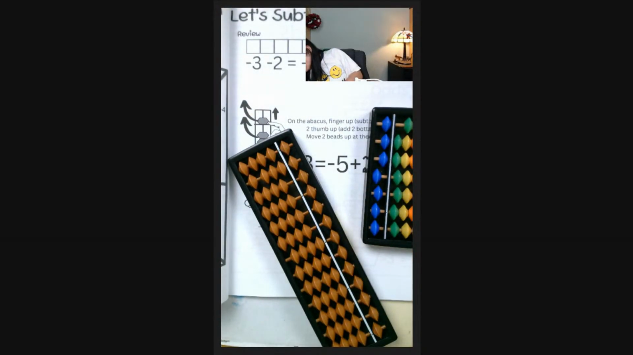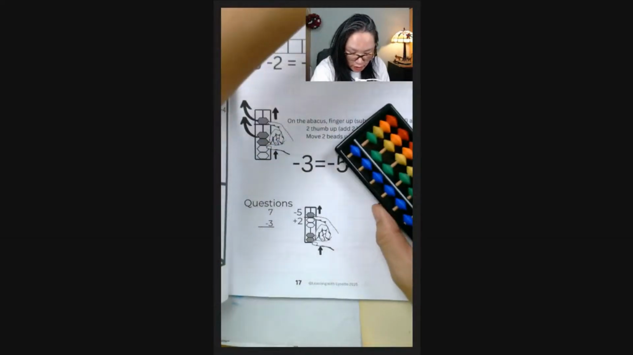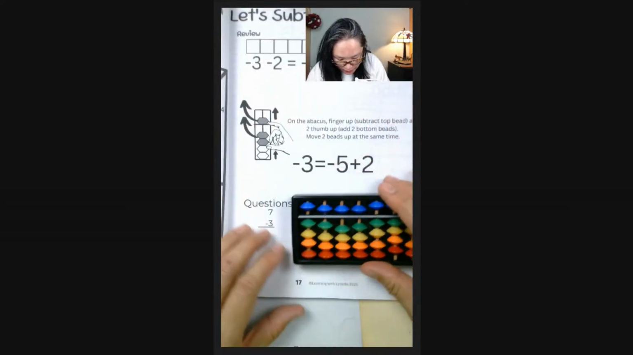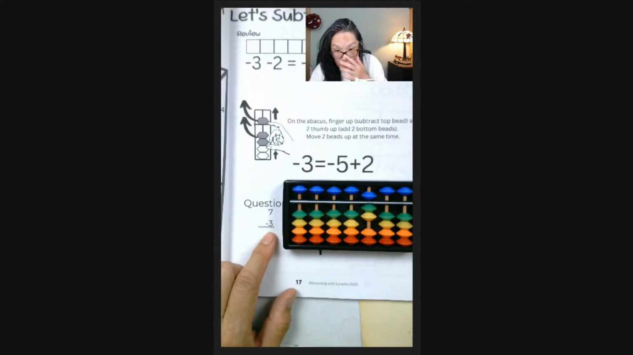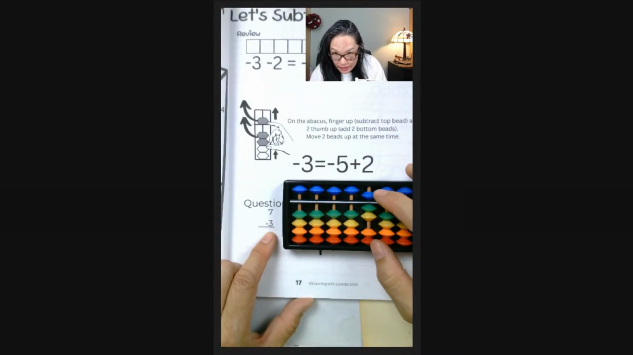All right. So again, we're going to continue on with this when we do 7. So when we have 7, right? We have 7 and we want to take away the 3. Again, minus the 3 is minus the 5 plus the 2.